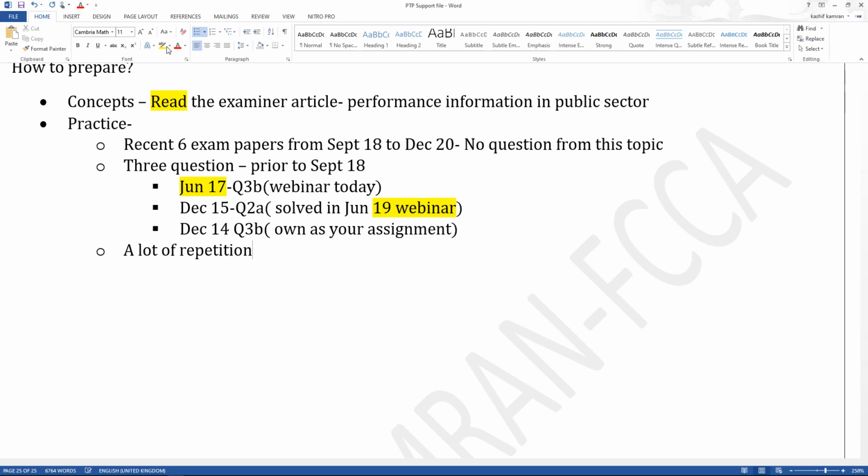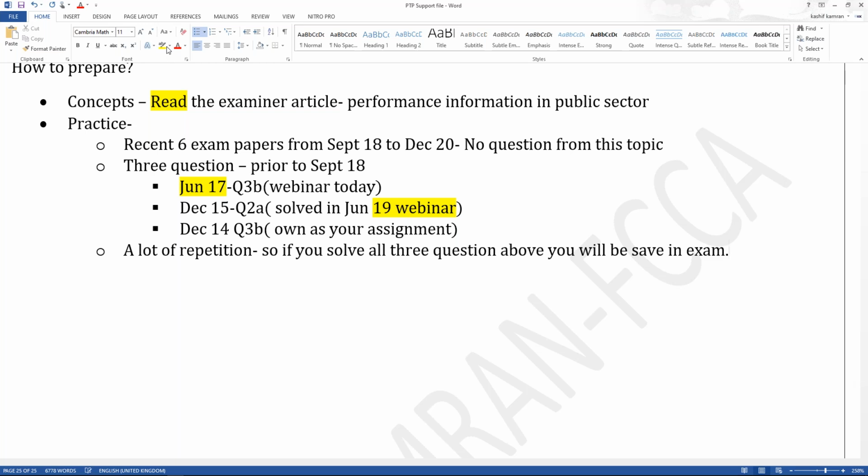So what you need to do is that if you solve the 3 questions which are for this topic, you might be lucky enough to find some sort of a replica of that if a question comes in the March 21 exam on audit of performance information. Because there is a lot of repetition, if you solve all 3 questions above, you will be safe in exam, right? Is that clear to everyone?